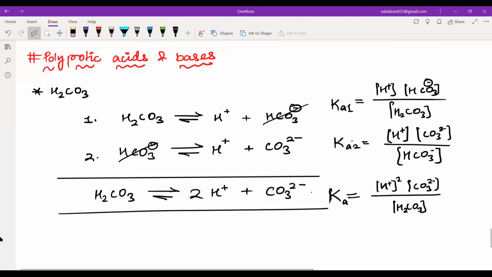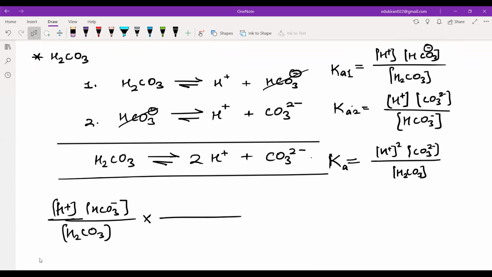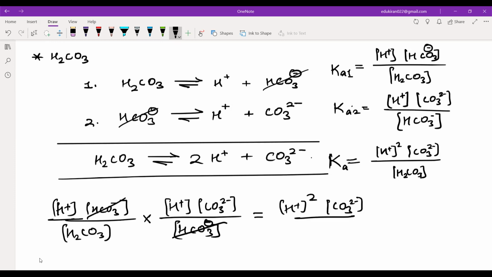Now, if I look at the relationship between the Ka and Ka1 and Ka2, you can see that if I write the Ka1, H plus concentration into HCO3 negative concentration divided by H2CO3, and I multiply this with Ka2, that is H plus concentration into CO3 2 negative divided by HCO3 negative, then the HCO3 negative will get cancelled out, and I will get H plus squared into CO3 2 negative divided by H2CO3.